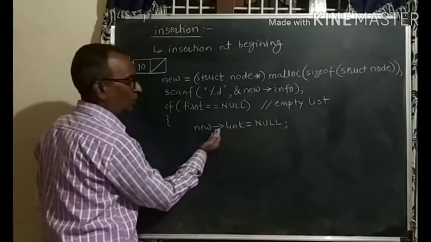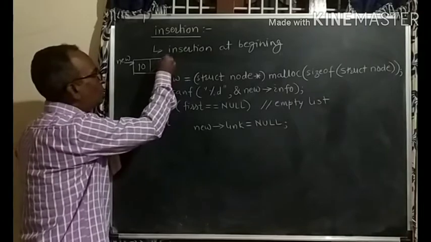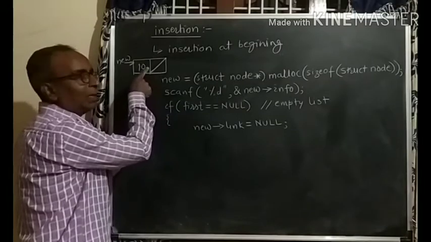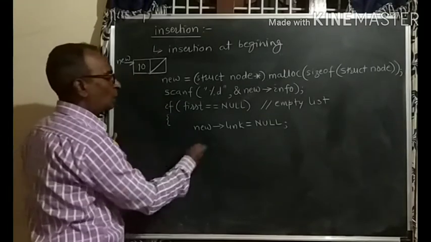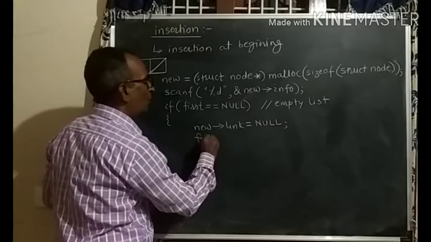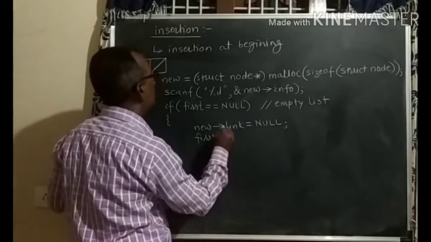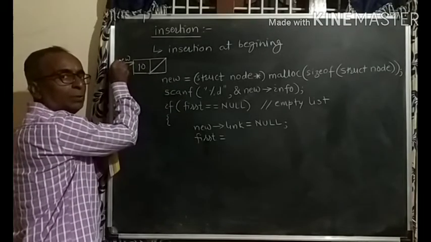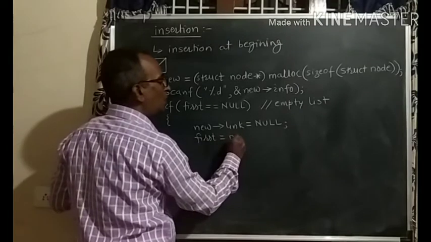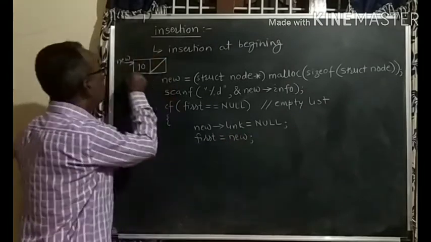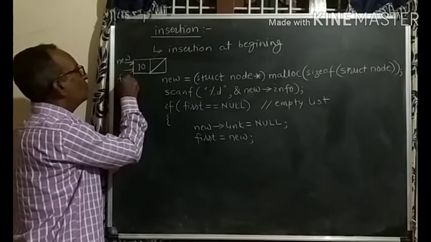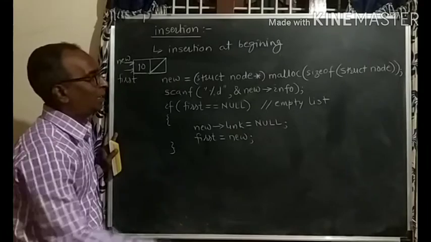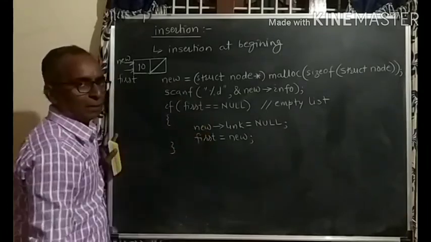Null can be assigned to this new's link, so this will be null. Now the linked list is empty, you are inserting at the beginning, so this node will be the first node. So you have to change first now. First is given the address of this new node, which is new. So first you are changing and you are giving it new. Now first will also point to this node. So this acts as a special case when the linked list is empty and you are inserting.